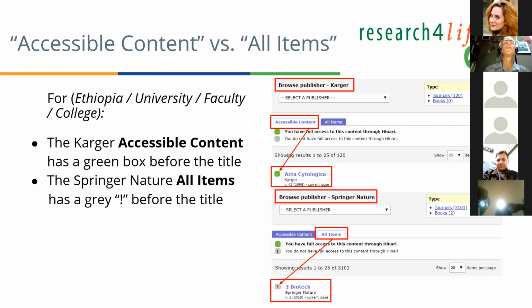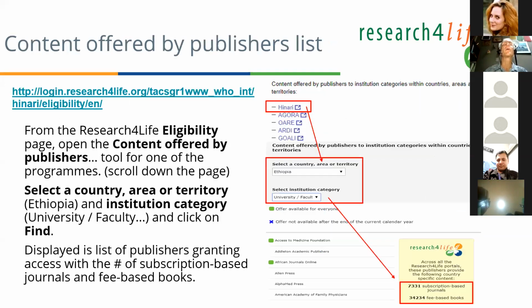and we have gone to click on Karger, which is one of the publishers. And you can see we have opened it up, and there's the accessible content list, and Acta Cytologica is the first journal listed. Now, we have gone to one of the publishers that does not grant access, Springer Nature. We have clicked on all items, and in this case, you see the gray box with that symbol with the exclamation point. So that means you do not have access. So there are really basically these two tools that can be used to see what publishers have granted and not granted. Okay.